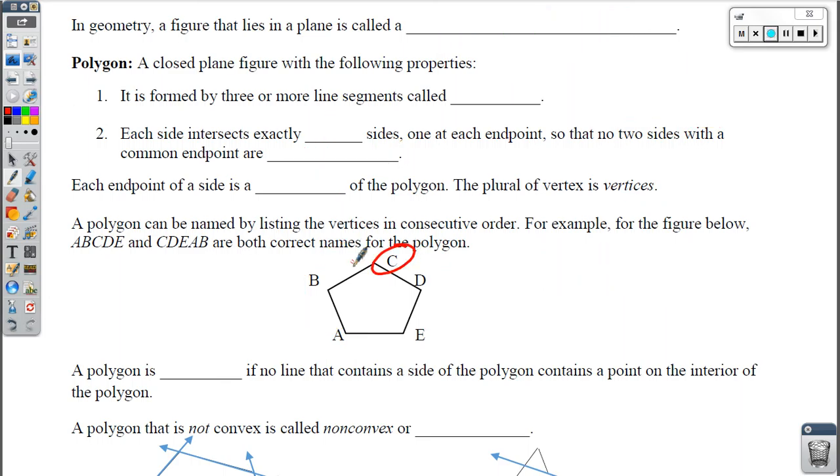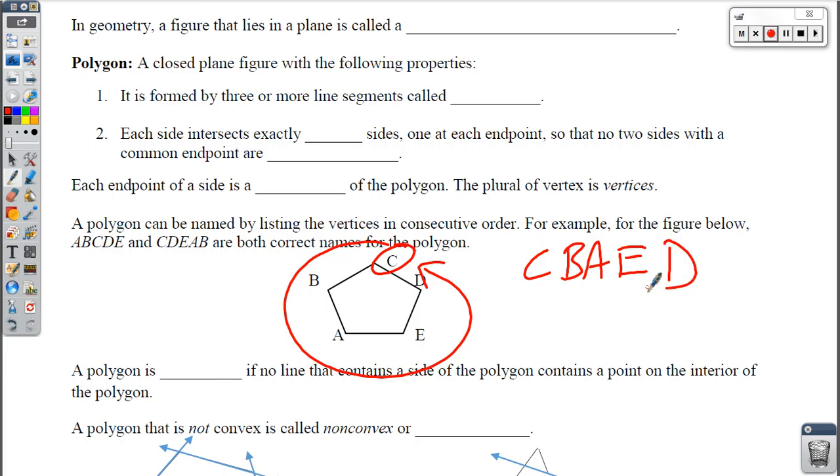But again, we could have done pretty much anything else. We could have started at C, for example, and maybe gone around this way. So it would be perfectly legitimate to call this pentagon C, B, A, E, D. One thing we cannot do is just jump across. So if I were to call this B, A, E, D, C, this is incorrect because the vertices here are not listed in order going around the shape. So again, it doesn't matter where you start, it doesn't matter which direction you go, just make sure that you aren't jumping around the shape. Make sure that you list consecutive vertices. That means vertices that are all in a row.